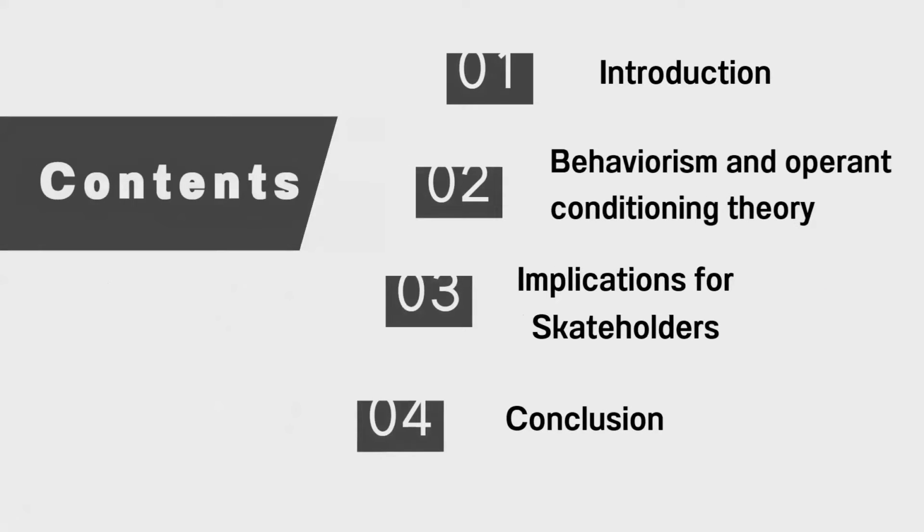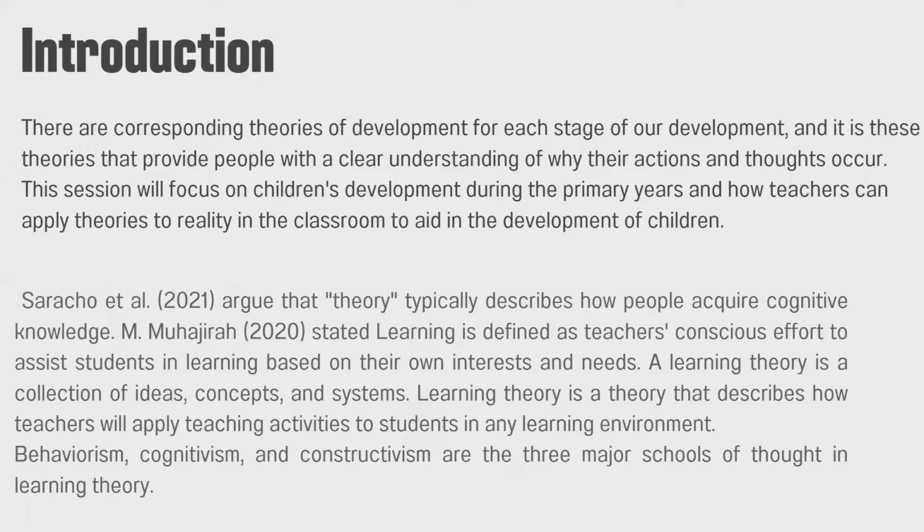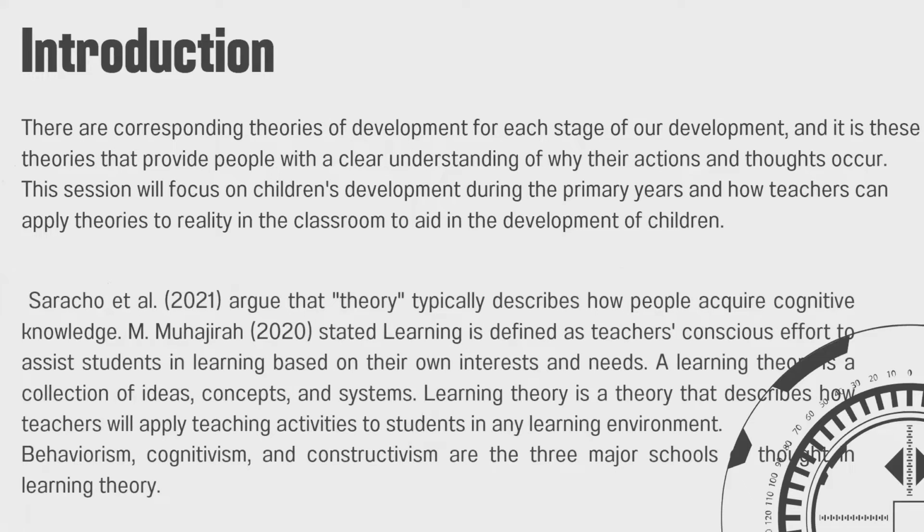First of all, we need to understand what is meant by learning theory and how it leads to child development. Theories can provide people with a clear understanding of why their actions and thoughts occur. In the study of Sirocco, theory is stated as how people acquire cognitive knowledge, and learning is teachers' conscious effort to assist students in learning based on their own interests and needs. Thus, learning theory is a theory that describes how teachers will apply teaching activities to students in any learning environment.